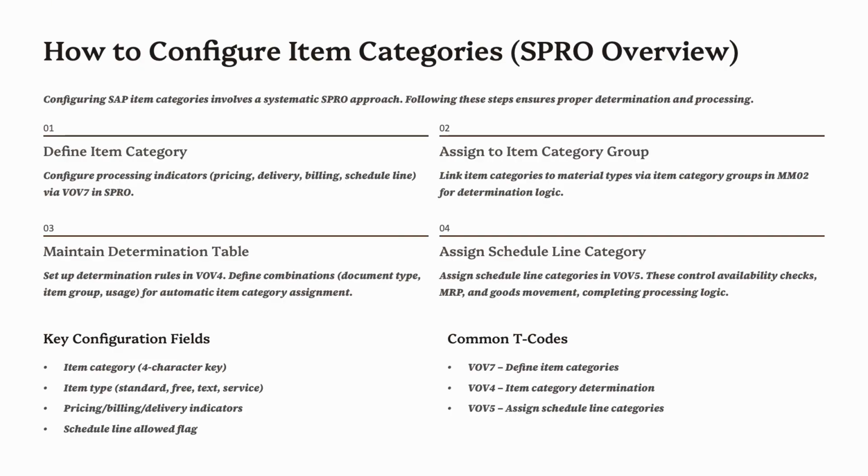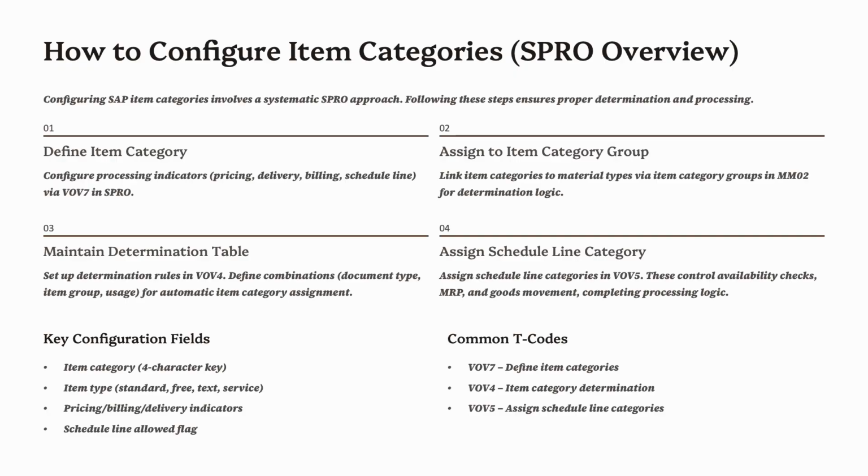2. Assign the item category to item category groups. Next, SAP needs to know which materials can use this item category. This is controlled by the item category group field in the material master. Examples: NORM, standard items; DIEN, services; text, text items; ERLA/LUMF, sales BOM structures. This mapping helps SAP decide the correct item category automatically during order entry.